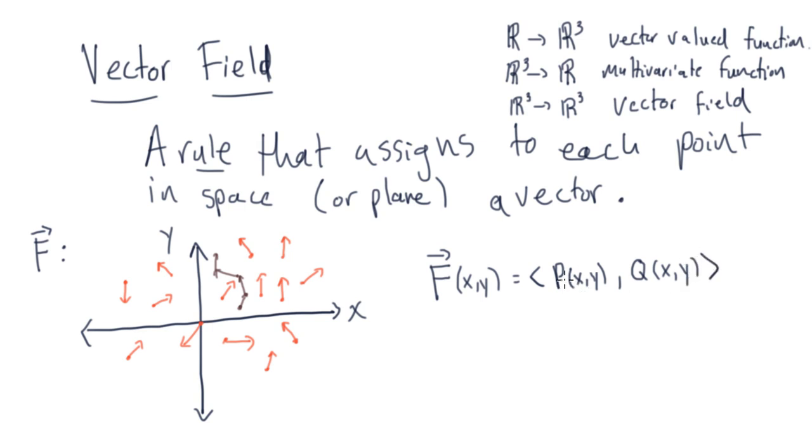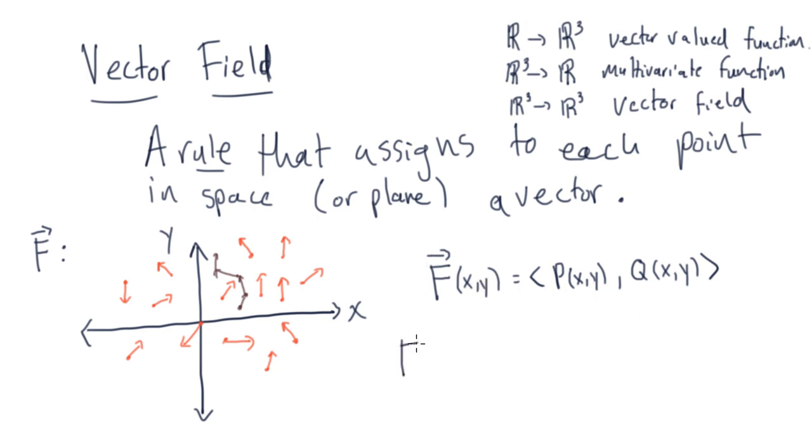Now P and Q are scalar valued functions. So I take in an xy point, P gives me a number, and Q gives me a number, and those become the components of my vector field. So these are my output arrows. For every xy point in the plane, I get a number for the x coordinate, I get a number for the y coordinate, and that gives me my output vector.